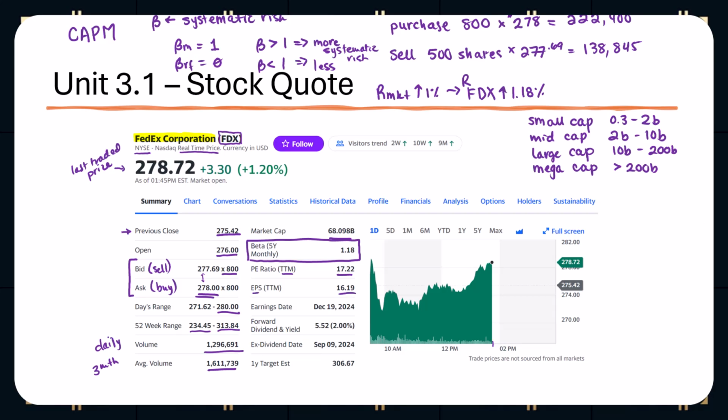Now, the earnings that they had per share was $16.19. Remember, we take the net income divided by the shares outstanding. That tells us the earnings per share on a basic basis. Their next earning date is December 19th, 2024, so they'll report their next quarterly earnings then. And let's look at the next part.